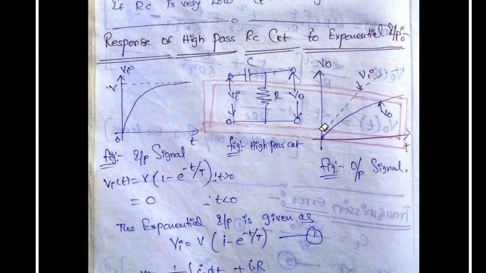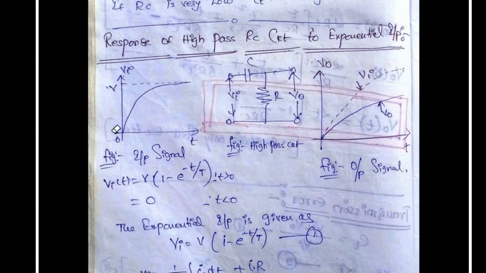Here the dotted line represents the input signal Vi and the thick line represents the output signal V0, and this is the final output signal. Now coming to the operation of the circuit, it is classified into two cases. First case is for t less than or equal to 0. For t less than or equal to 0, the input signal is 0.